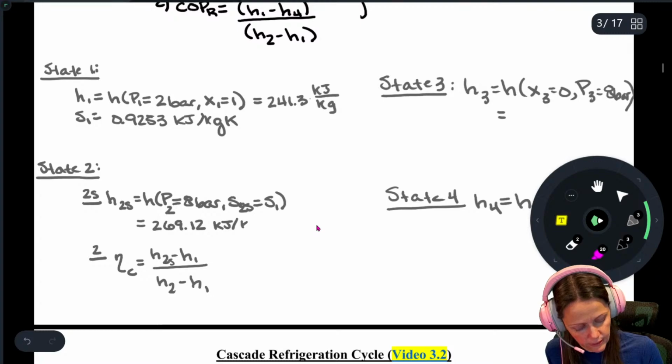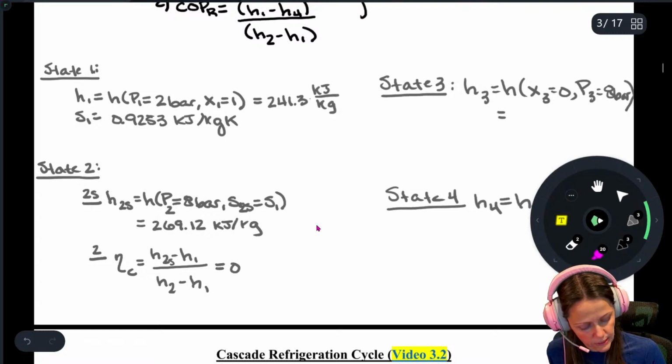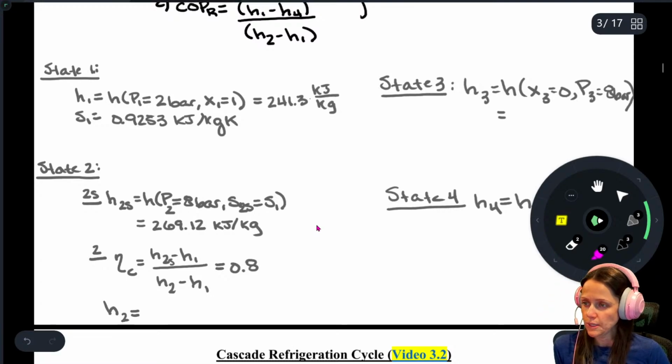All right. Of course, with this, at 80%, I can solve for my H2, and my H2 ends up being 277.08.